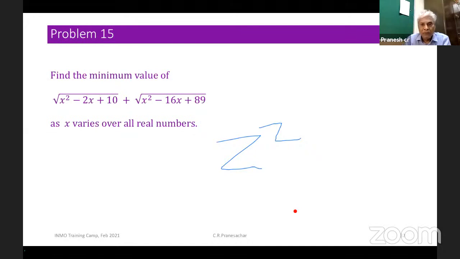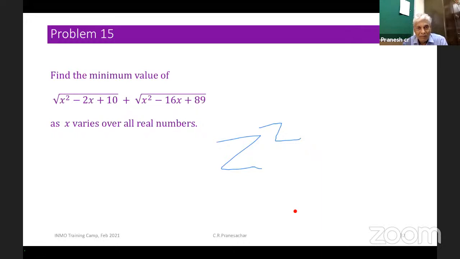Okay. I think I have enough time to work at least two more problems quickly. Find the minimum value of root of x squared minus 2x plus 10 plus root of x squared minus 6x plus 89 as x varies over all the real numbers.